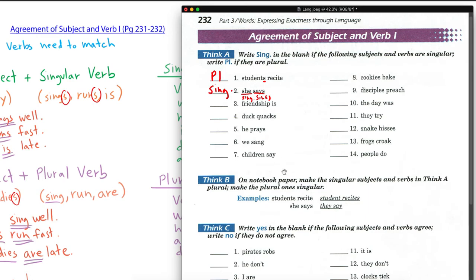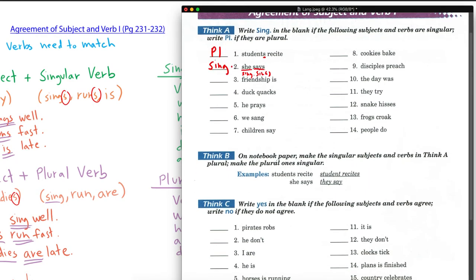Okay. Next one, it says Think B. On notebook paper, make the singular subjects and verbs in Think A plural, and make the plural ones singular. Example, I'll do the first one for you. Instead of "students recite," they wrote "student recites." So if you have room, you can actually just write it on the paper. You don't need to write it on a separate sheet of paper.